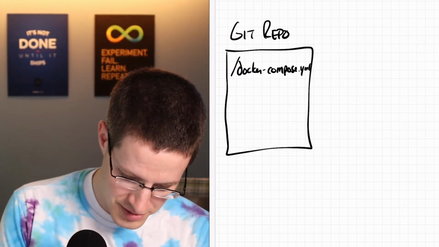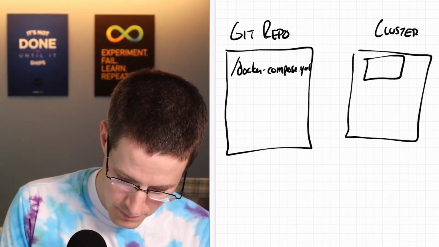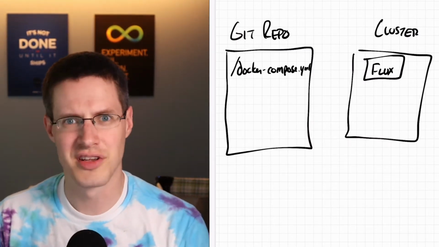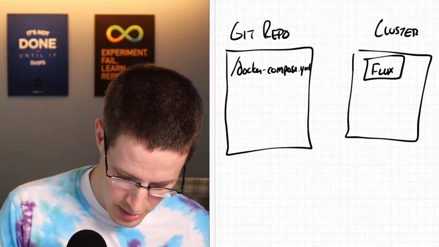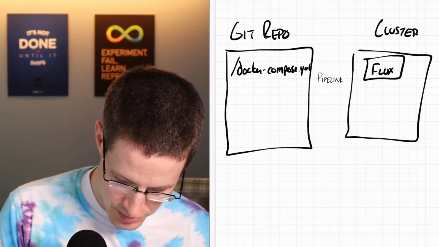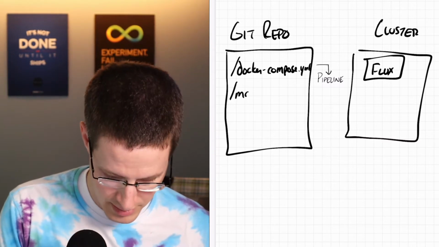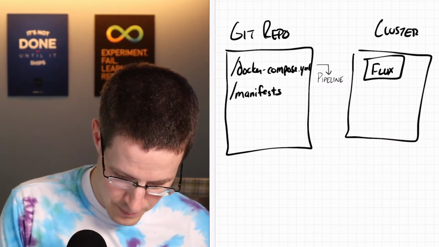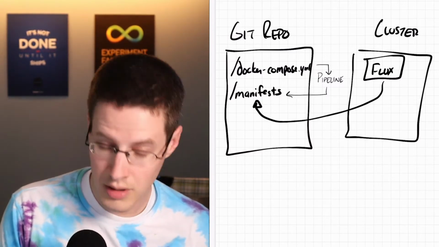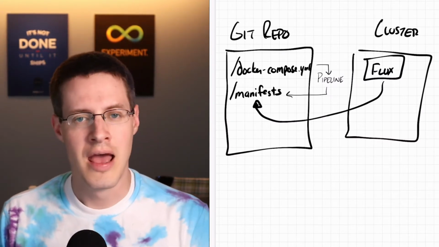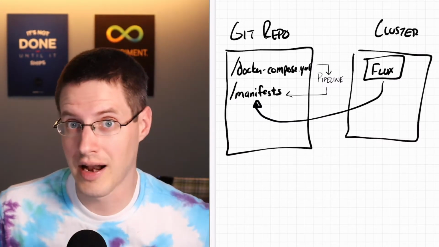In the cluster, we're going to have Flux just like we had before. But obviously, Flux can't watch a Compose file. It doesn't know how to deploy that or do anything with that. So we're going to use a pipeline to convert that Compose file and push all the manifests that it creates back into the repo. Then Flux will watch that directory with the manifests in it. What I'm going to use to do this conversion is a Helm chart that I've actually built.